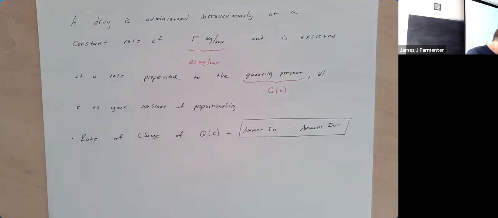So the first thing is asking us to set up a differential equation for the quantity Q in milligrams of the drug in the body at time t hours. Your answer will contain the unknown constants R and K.